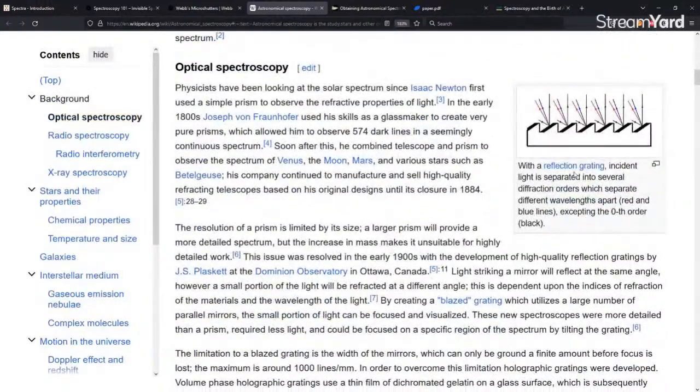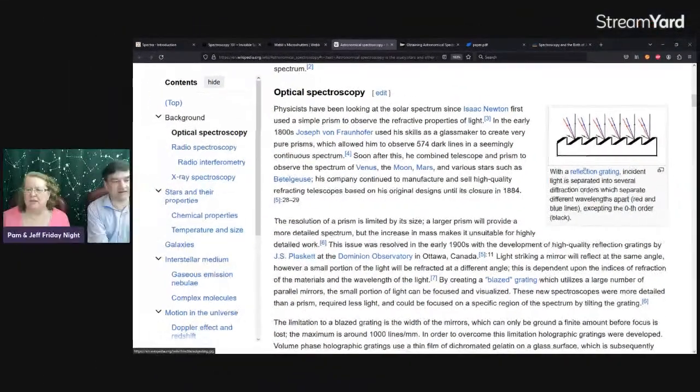Now here is another way of doing it without using a prism. Diffraction grating. And you may have actually held some of that. It's sort of a see-through thing, but it kind of looks like rainbows. A CD or DVD. Yeah, it makes rainbows based on the light hitting it.